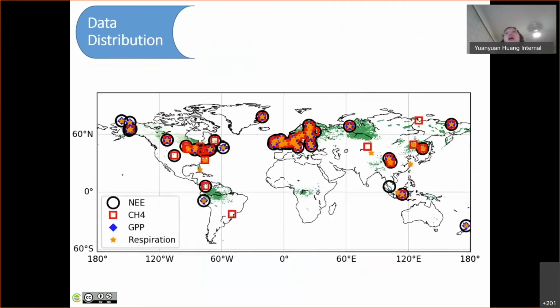Most of the studies are concentrated around Europe and North America. And we do have very limited studies in tropical regions where quite a lot of peatlands are located. And also in Siberian peatlands, we do need more studies. But generally, our compiled studies cover different peatland ecosystems.